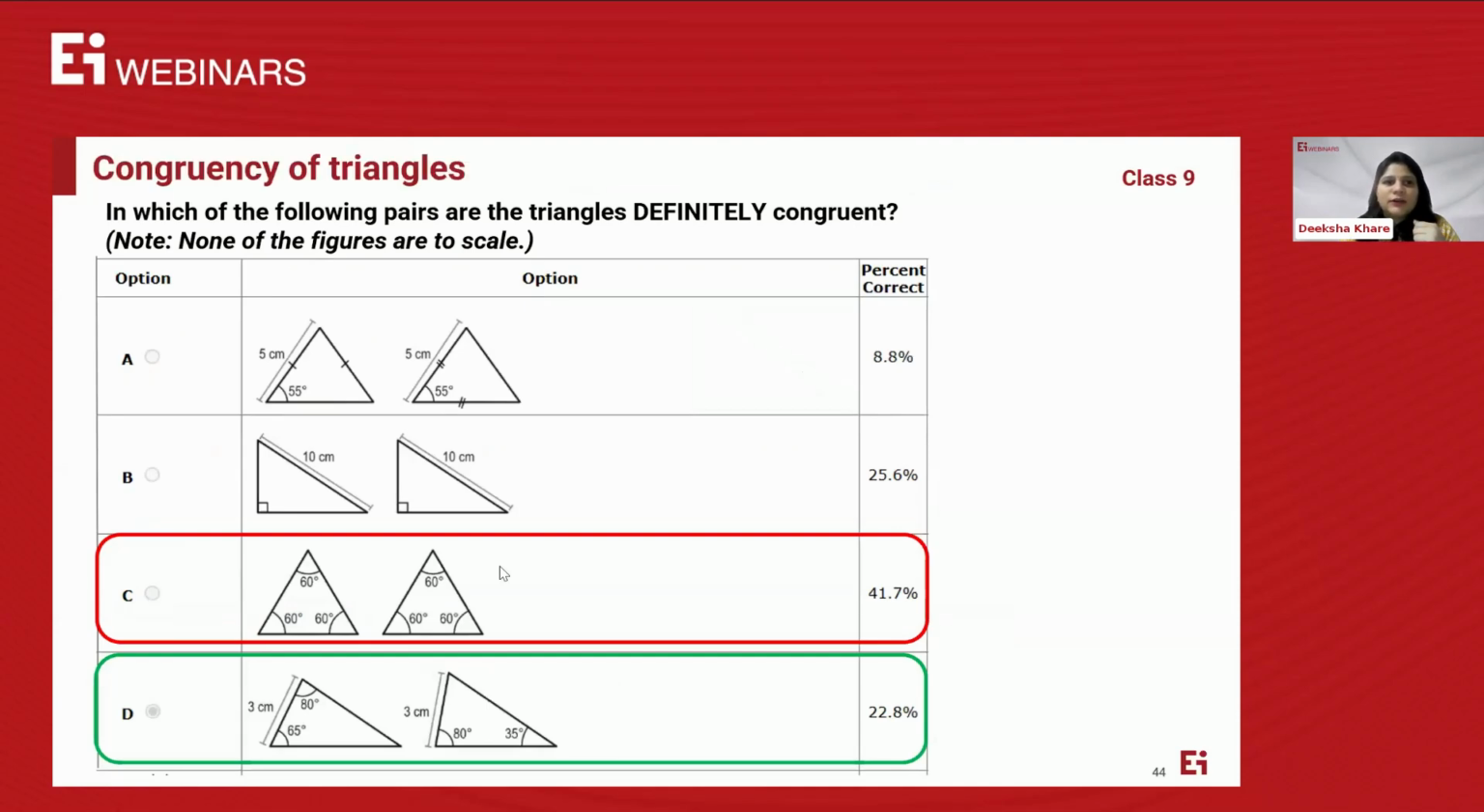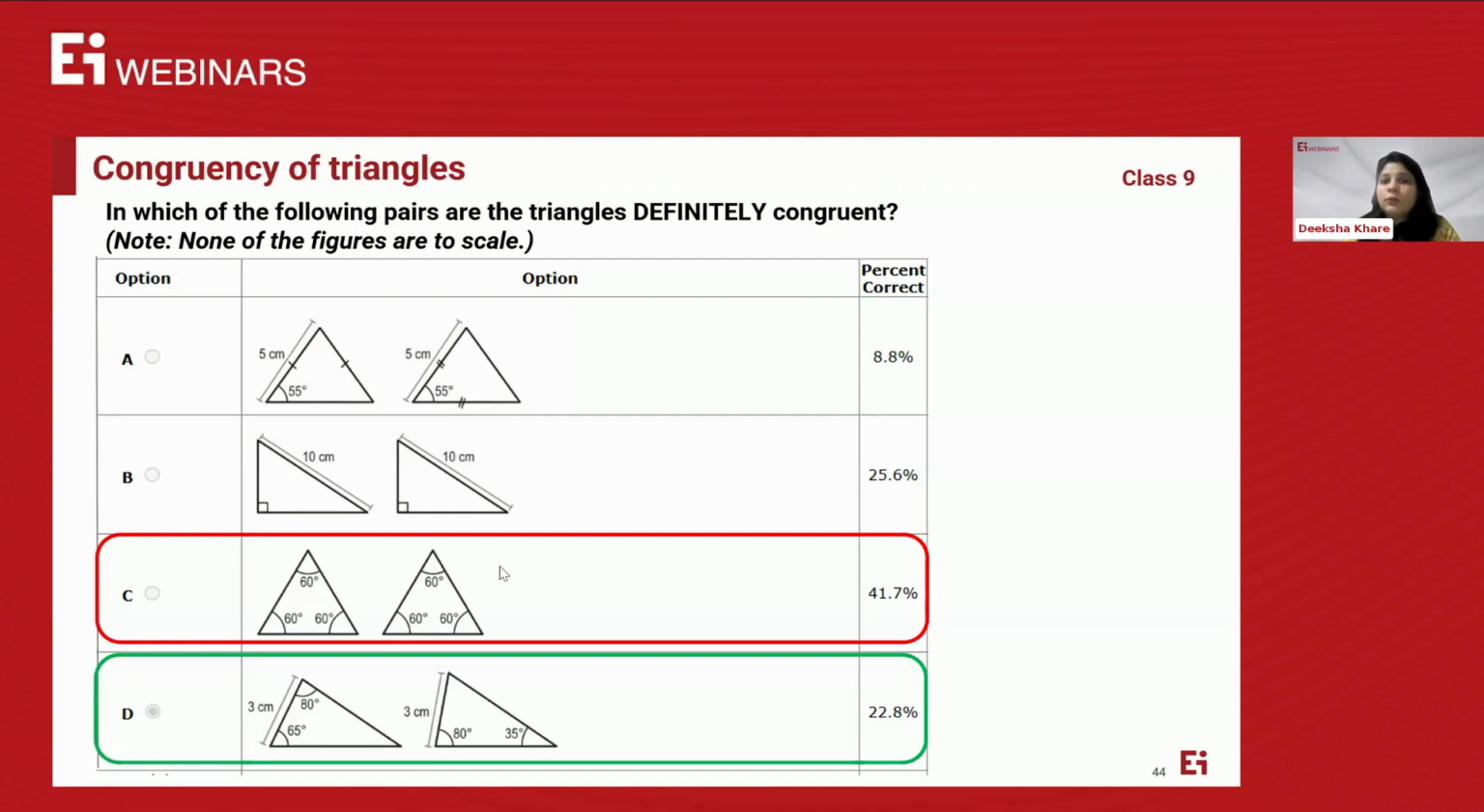This is about congruence of triangles. In which of the following pairs are the triangles definitely congruent? What is the correct answer? Correct answer is option D. You will notice that there is ASA straightforward in the first triangle of option D. But in the second triangle, there is a small trick. We have given the other two angles, but using angle sum, the third angle can be found to be equal to 65 and hence ASA. By ASA congruency criteria, option D is the correct answer.